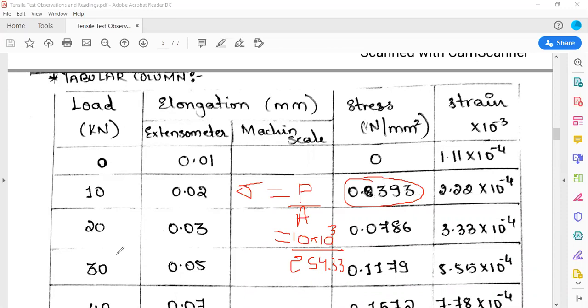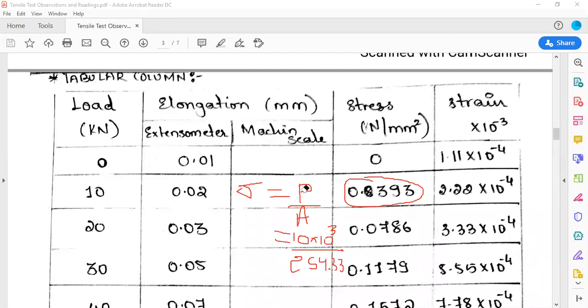Similarly, you need to find out for 20 kilonewton load how much is the stress induced. Just you have to change the load. Here you have to substitute 20 into 10 raised to 3 divided by original cross sectional area. You will get the stress induced. It has to be continued for all the readings. We need to find out all the stresses induced in the member.